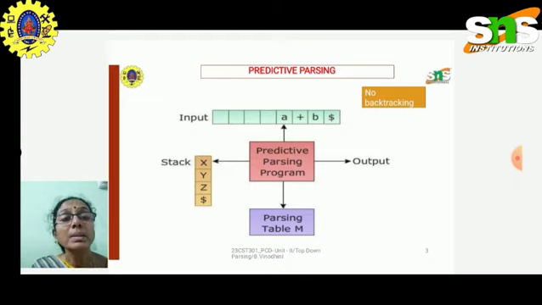Based upon the stack and the input symbol, suppose we have X on the top of the stack and A in the input. Then in the parsing table, at X and A, there is a particular production. That particular production is used to parse the input symbol A. This is what the parsing program uses to convert our input into the output.